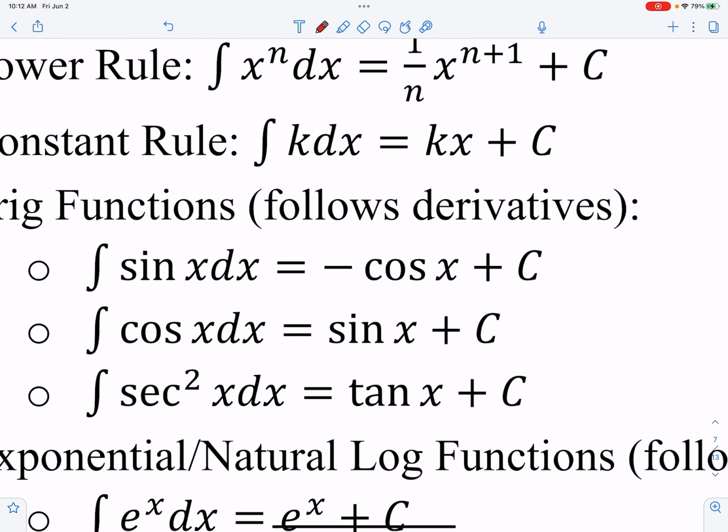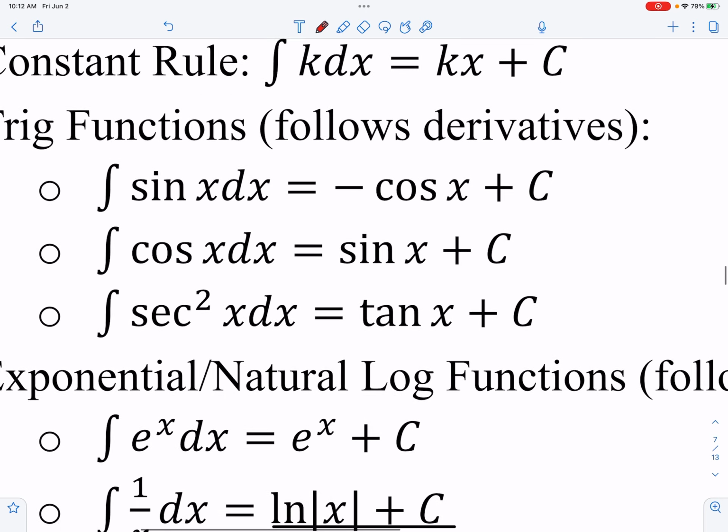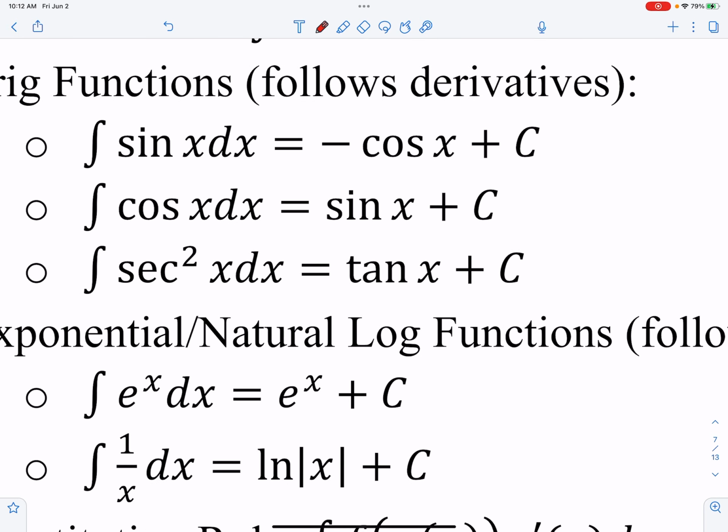Okay, integral of cosine is sine, integral of secant squared is tangent of x. And it's very important when you are integrating an indefinite integral, you always have to put plus c. Super important. Always have to put plus c for an indefinite integral.